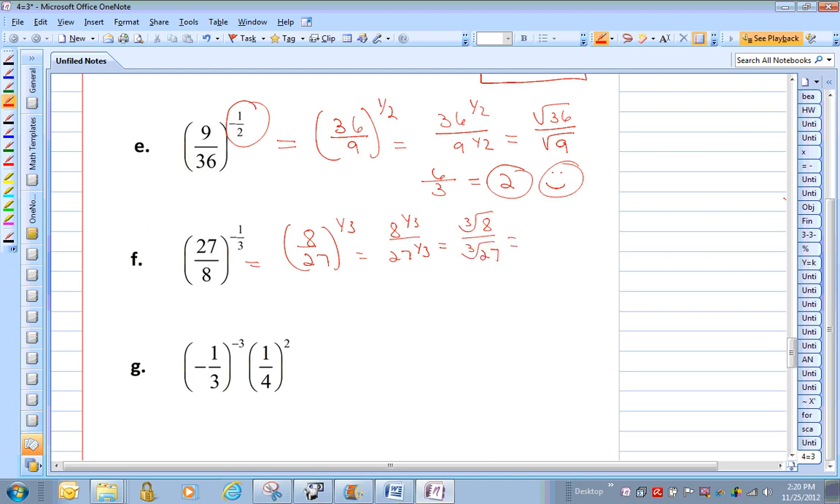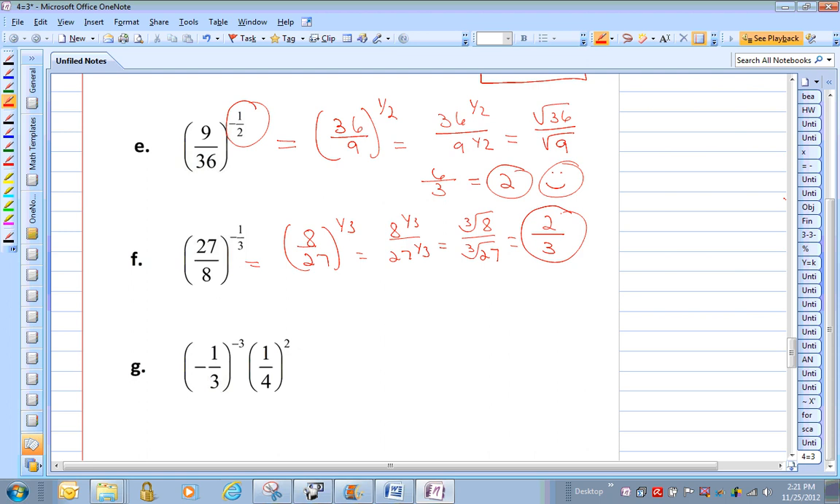The cube root of 8, hopefully you know that, would be a number multiplied times itself 3 times, and in this case that would be 2 times 2 times 2. 2 times 2 is 4, times 2 is 8. So 2 would be the cube root of 8. And the cube root of 27, I believe, is 3. 3 times 3 is 9, times 3 is 27. So the cube root of 27 is 3, and 2/3 would be our final answer.